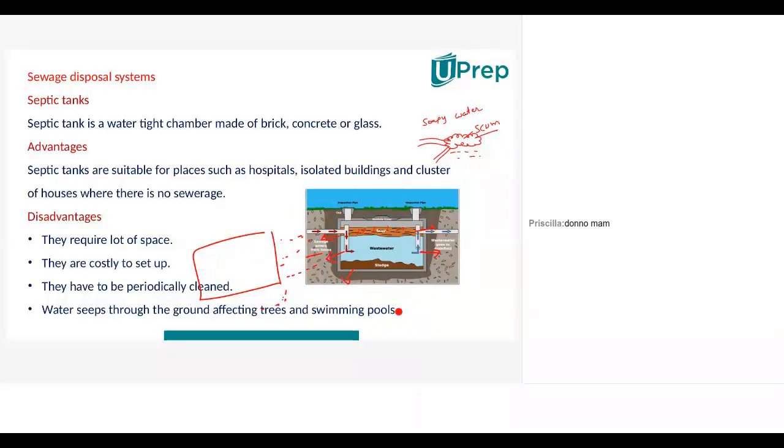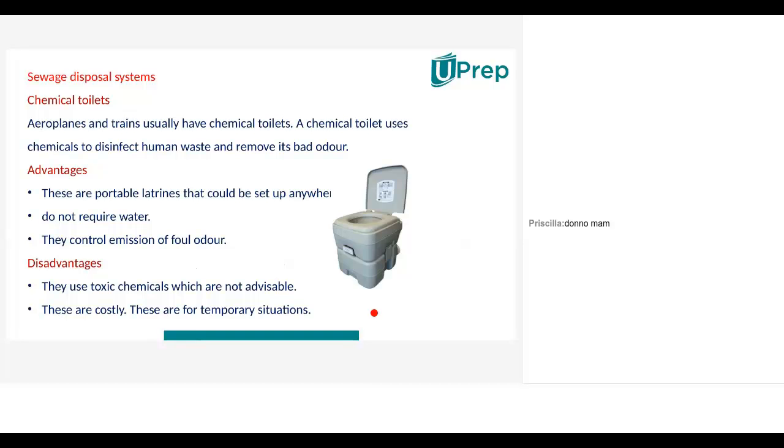Now, going to the next portion, which is the chemical toilets. Okay, Unmana, can you please read it out? Chemical toilets. Sewage disposal systems, chemical toilets. Aeroplanes and trains usually have chemical toilets. A chemical toilet uses chemicals to disinfect human waste and remove its bad odor.